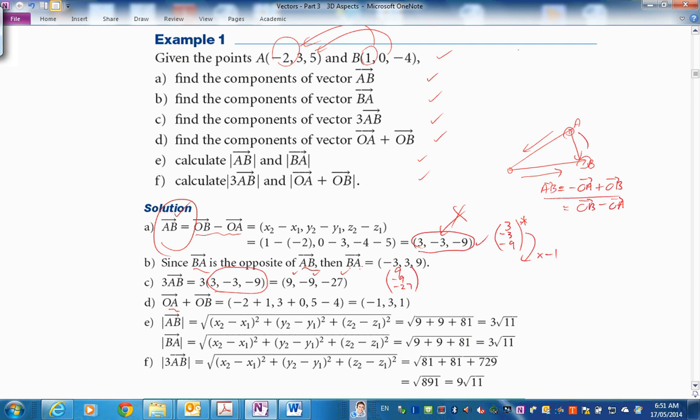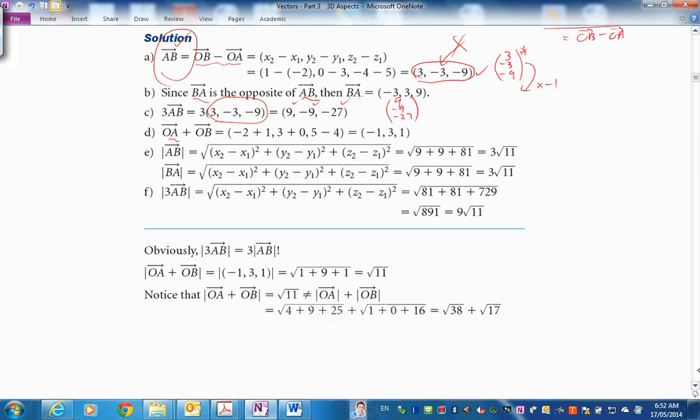So what would OA be, from O to A? It's just the coordinates of this point, isn't it? So it's negative 2, 3, 5 coming from the origin. Remember, the position vector has the same components as the actual coordinates of the point coming from the origin. Okay, and again the square root of the sum of the squares of the components, so you just get each of them, there it is, and add them up. Okay, and the same for each of them.